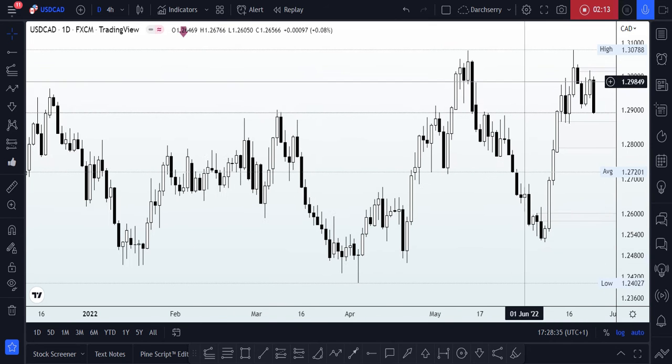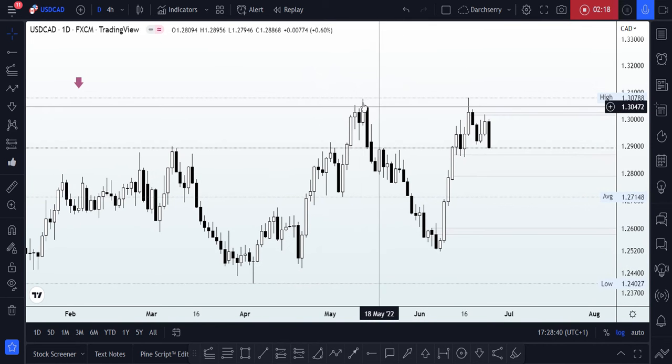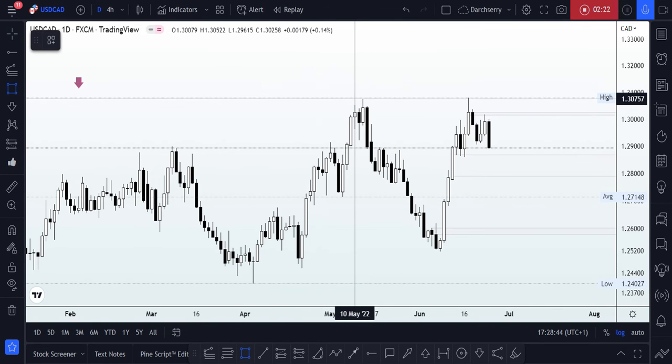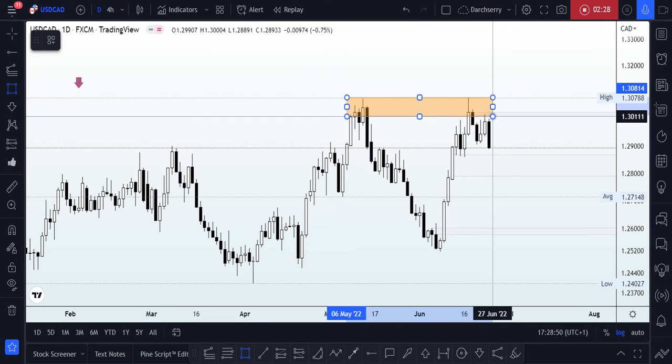So what I want to be looking out for is this. If we now see that this area, that is the 1.31 area, has been a supply zone for price action, we want to identify this area as our supply zone.